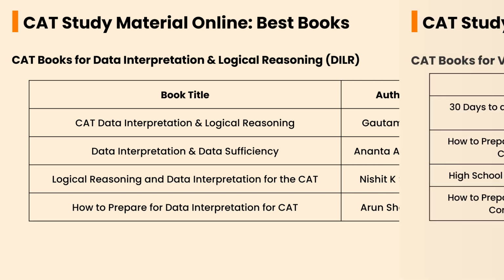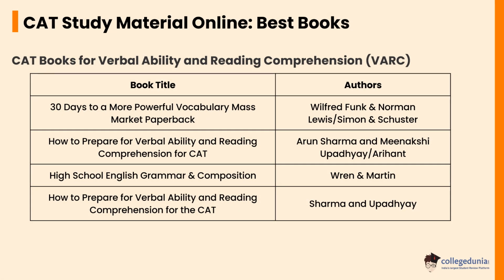CAT books for verbal ability and reading comprehension. 30 Days to a More Powerful Vocabulary, mass market paperback, by Wilfred Funk and Norman Lewis, Simon and Schuster. How to Prepare for Verbal Ability and Reading Comprehension for CAT by Arun Sharma and Meenakshi Upadhyay, or Arihant. High School English Grammar and Composition by Wren and Martin. How to Prepare for Verbal Ability and Reading Comprehension for the CAT by Sharma and Upadhyay.